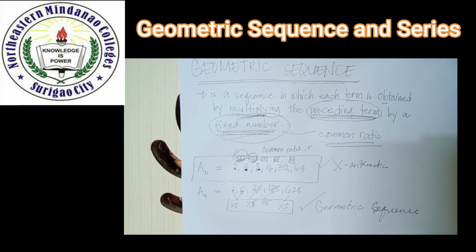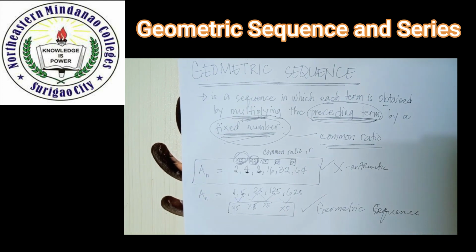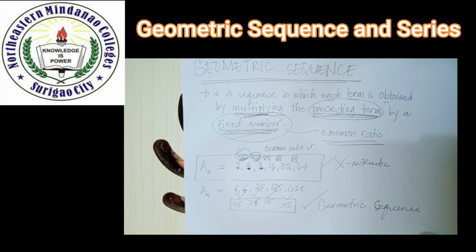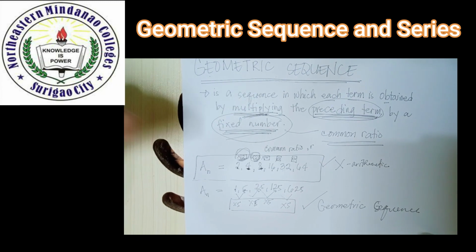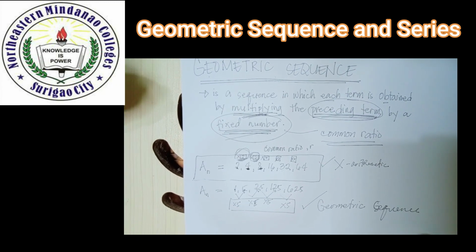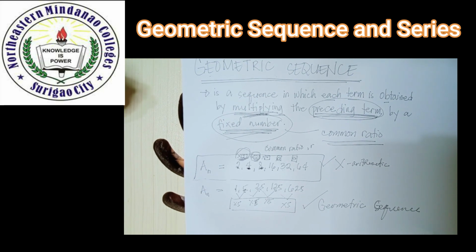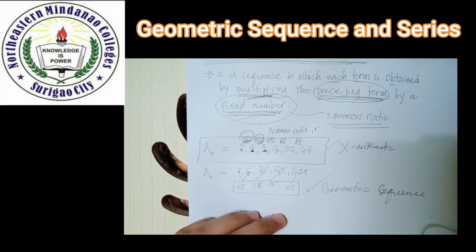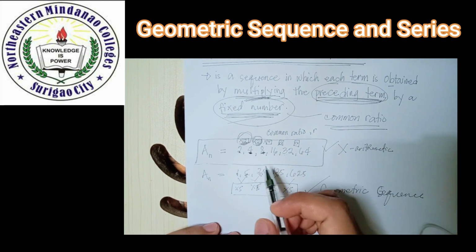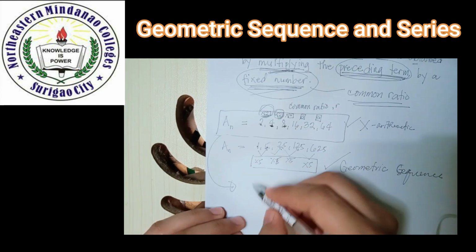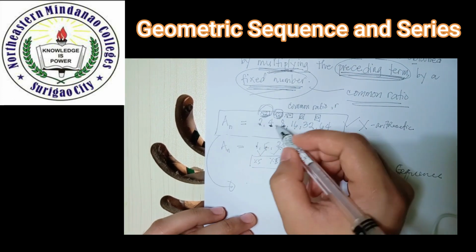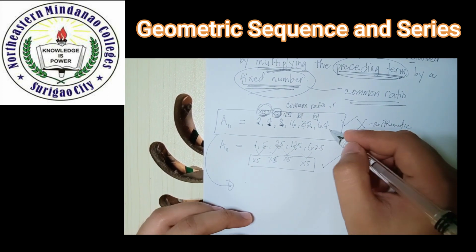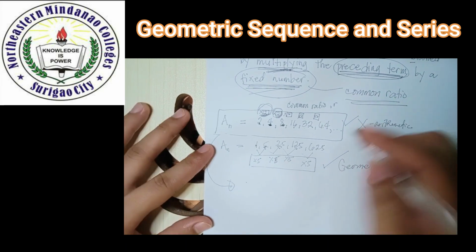Is it clear? In arithmetic sequence, there is a fixed number that you add, while in geometric sequence, there is a fixed number that you multiply. Right? That is the difference. Let's copy this: first term, second term, third term, fourth term, fifth term, sixth term. And we can also make it infinite.